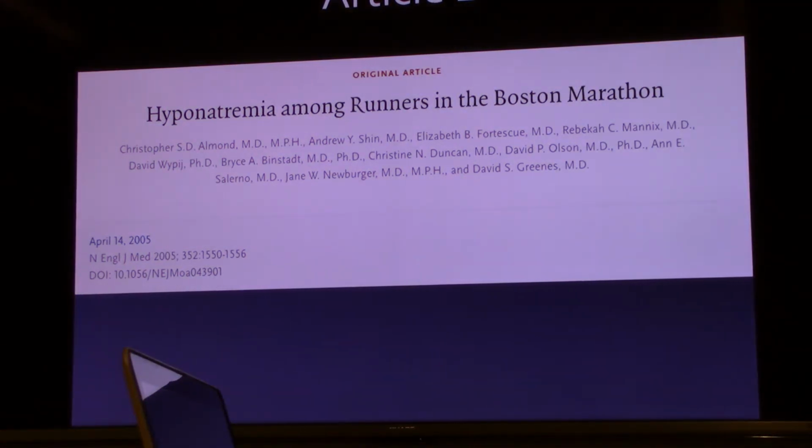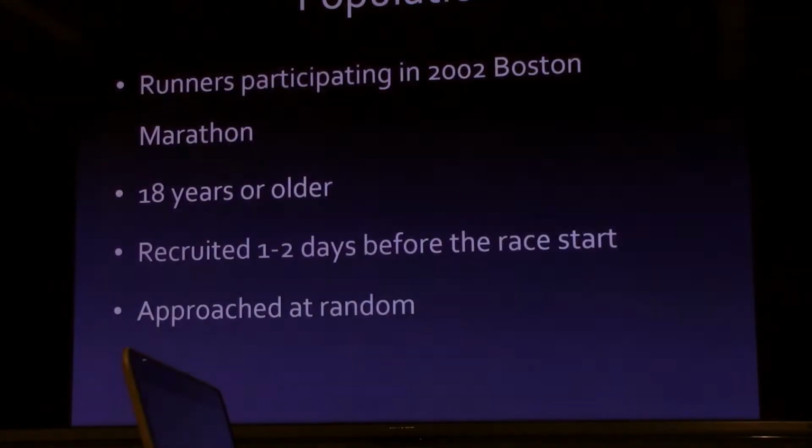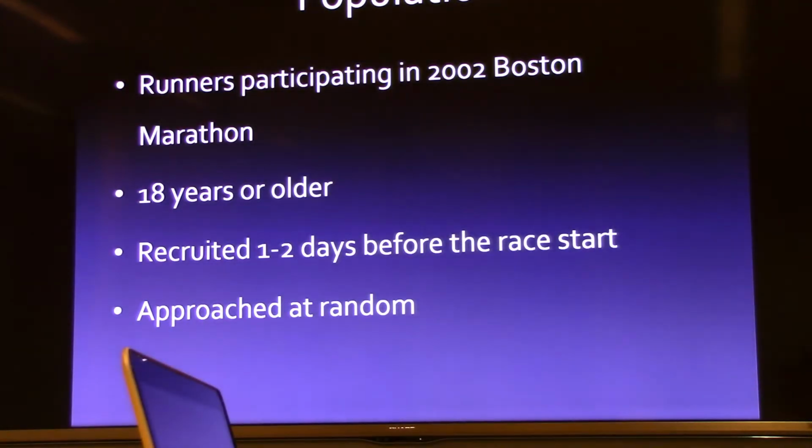The first article that I will review is Hyponatremia amongst runners in the Boston Marathon, published in the New England Journal of Medicine in 2005 by Almond et al. The population in this study consists of runners participating in the 2002 Boston Marathon. They were 18 years or older. They were recruited 1 to 2 days before the race start, and they were approached at random.